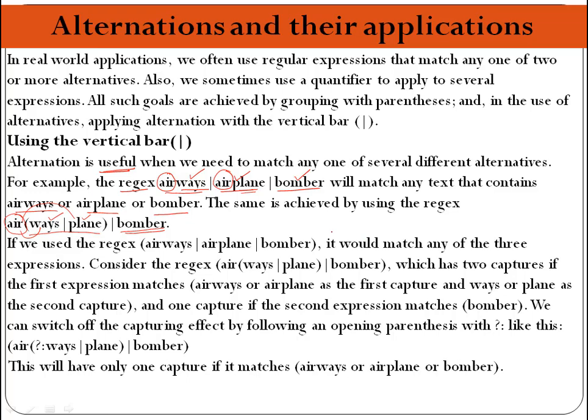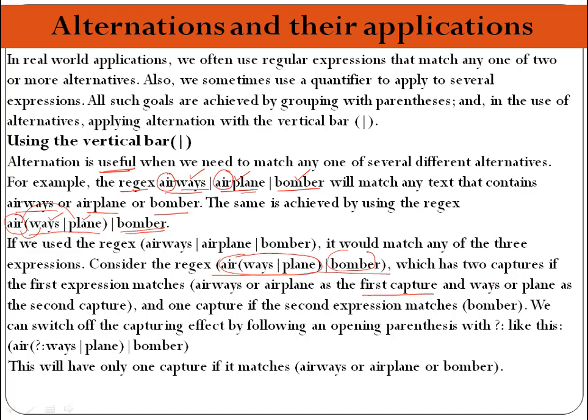Now consider this, in which you have grouped it in two parts. First is like this, right? And then you have this, which has two captures. If the first expression matches, meaning either airways or airplane is the first capture and ways or plane is the second capture, and one capture if the second expression matches bomber.